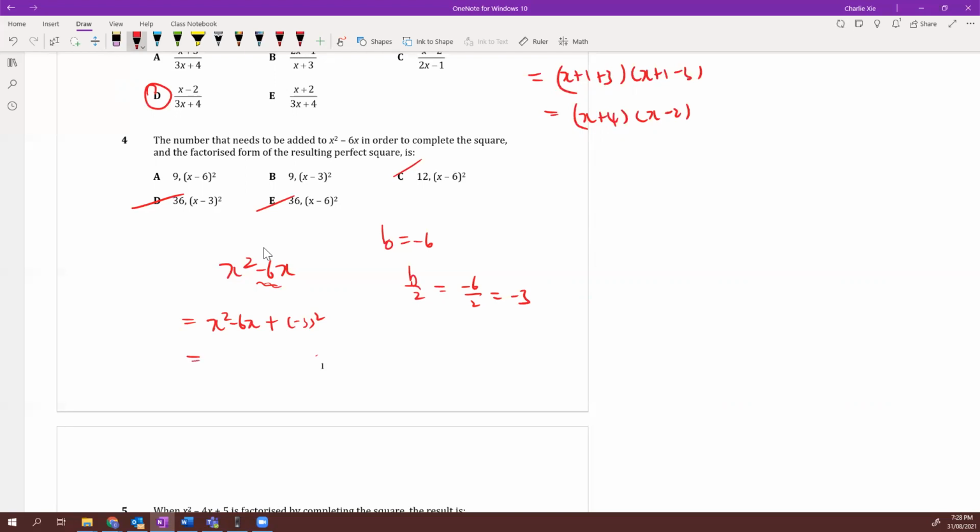And the resulting perfect square is just x minus 3 bracket squared. Okay, x and this number: x minus 3 bracket squared. So it's B.